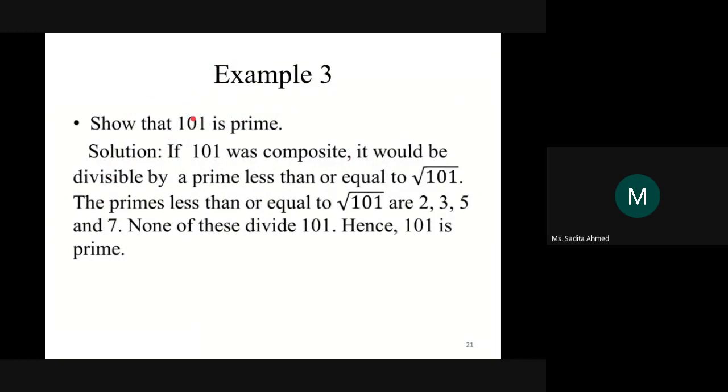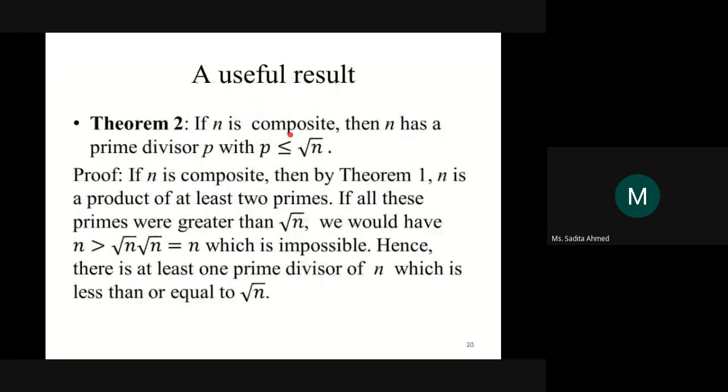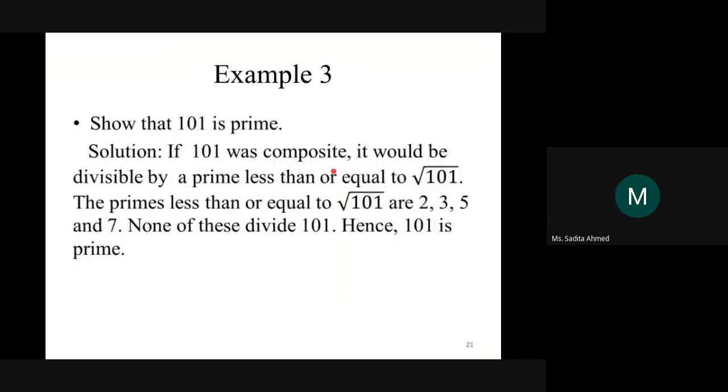All right. Now, if 101 is a composite, in that case, 101 has at least one prime divisor, which is less than or equal to square root of 101. Now, what is the square root of 100? Guys, square root of 100, what is that? 10. 10, exactly. So the square root of 101 will be somewhere around 10, 10 point something, right?